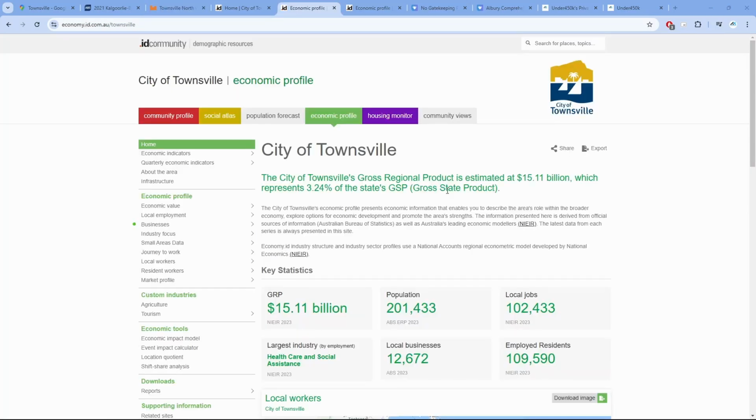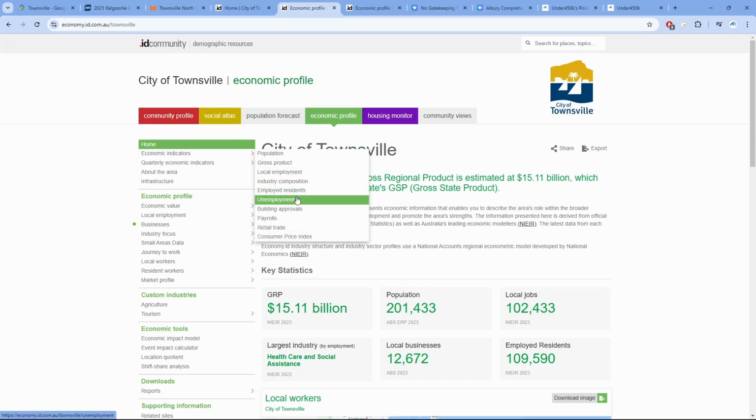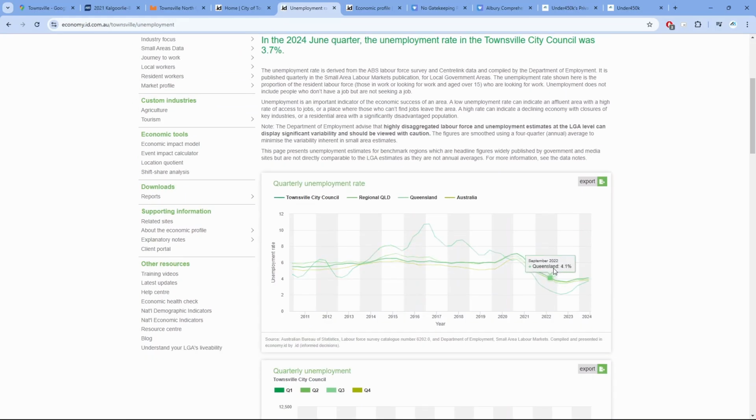Now, what is the third important metric that you should be looking at? And that is unemployment. Low unemployment rates suggest a strong local economy and stable demand for housing. Areas with high or rising unemployment may struggle to attract buyers and tenants, and this could affect property values and rental yields. And where do you go check this out? Like always, ID community, you go to economic indicators, go to unemployment, and we can actually see the trend of unemployment. And as you can see here, we can see that Townsville has had a rising unemployment since 2023.